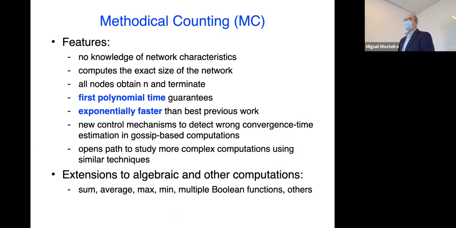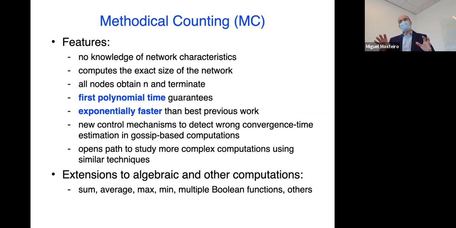So what are the main features of this new algorithm called methodical counting? The algorithm doesn't need any knowledge of network characteristics. It computes the exact size of the network, n. All nodes obtain n and terminate, stop. And it is the first one with polynomial time guarantees, and it's exponentially faster than the previously best algorithm. The algorithm has new control mechanisms to detect wrong convergence.